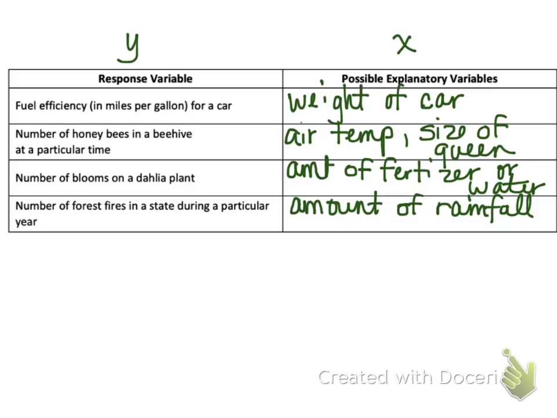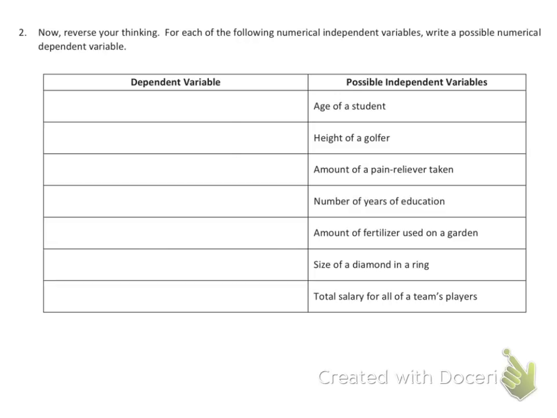Okay, so you can see that for each of these response variables, there could be several different explanatory or independent variables that could be used to predict the response variable. Okay, we've got a few more. So this we're going to do backwards. Okay, so again, we've got our dependent variable and our independent variable, and so we're going to kind of turn it around.